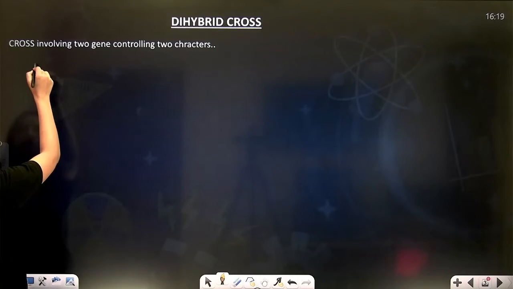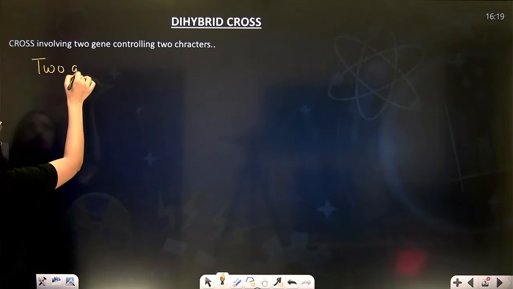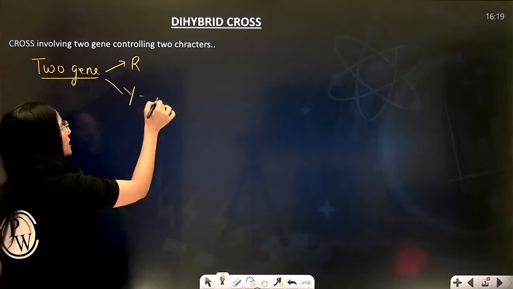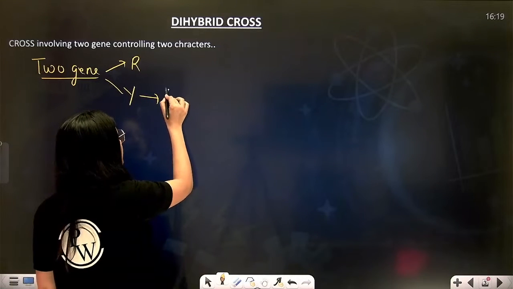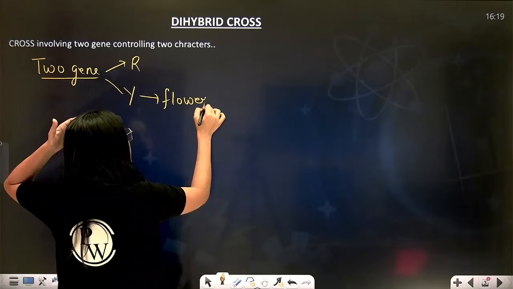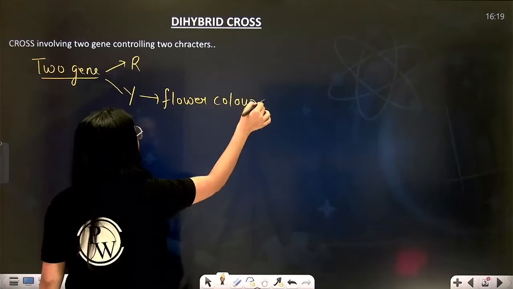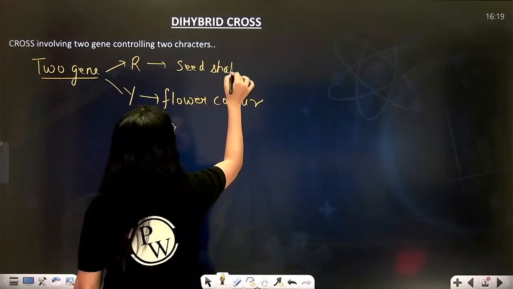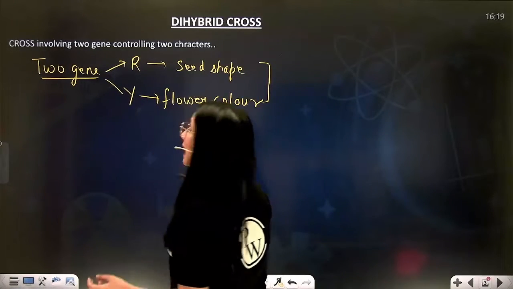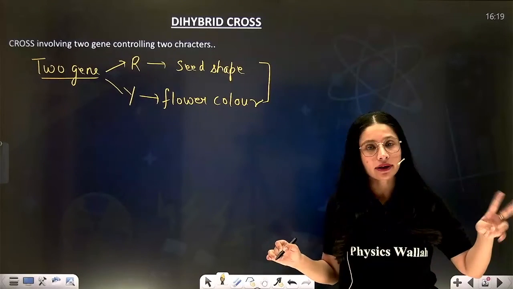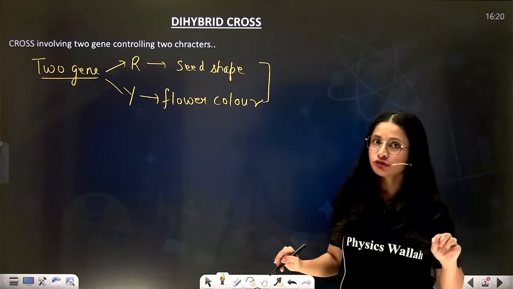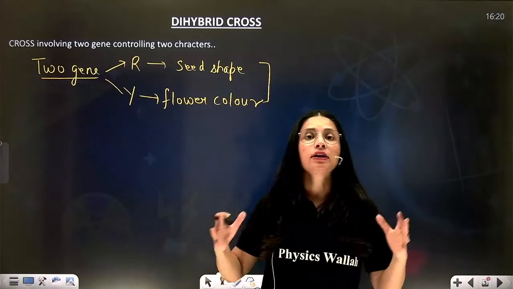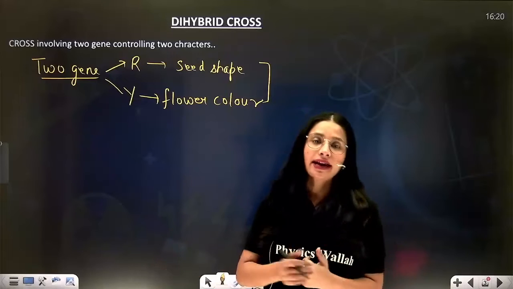So basically I am going to consider 2 genes, the R gene and the Y gene. The Y gene signifies the flower color for the pea plant and R signifies the seed shape. Now these 2 characters will have two contrasting traits. Each character is represented by 2 contrasting traits: one dominant pure line, one recessive pure line.